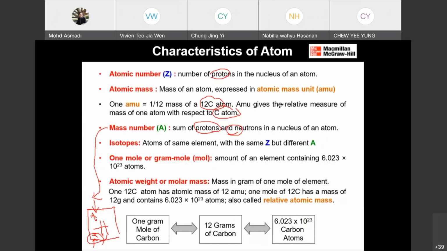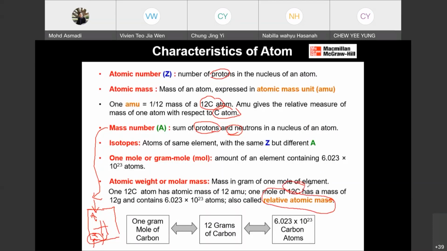1 mole, or 1 gram mole, is equal to the amount of an element containing 6.023 times 10^23 atoms. That is the number of a mole. So atomic weight or molar mass for 1 mole of the element is generally 12 AMU, as a relative atomic mass, as a carbon atom.